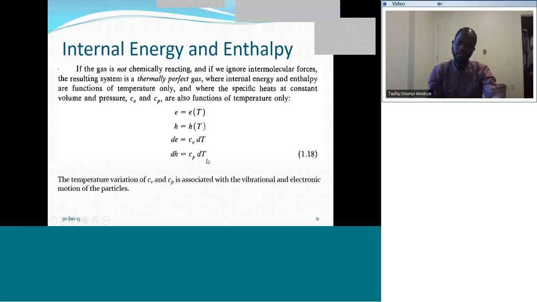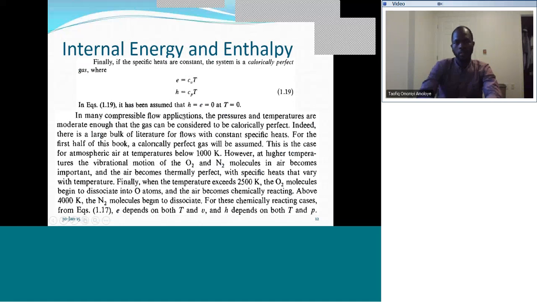Then if the specific heats are constant, that means if Cv and Cp are not functions of temperature, they are not varying with temperature, then the system is called a calorically perfect gas. Then e is just equal to CvT and h is equal to CpT. We find that in most compressible flow applications, the assumption of a calorically perfect gas is in order. The temperatures are not high enough to make Cv and Cp functions of temperature. So we can always assume a calorically perfect gas until the temperature is high enough for Cv and Cp to start varying with temperature.